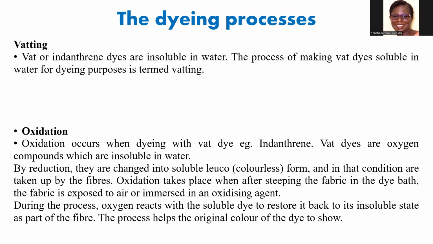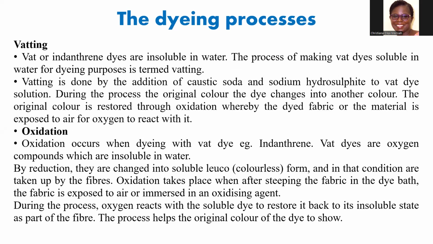I have talked about it. Vatting. The vat or indanthrene dyes are insoluble in water. The process of making vat dye soluble in water for dyeing purposes is termed vatting. Vatting is done by the addition of caustic soda and sodium hydrosulfite to the vat dye solution. During the process, the original color of the dye changes to another color. The original color is restored through oxidation, whereby the dyed fabric or material is exposed to air for oxygen to react with it. I hope you understand it.